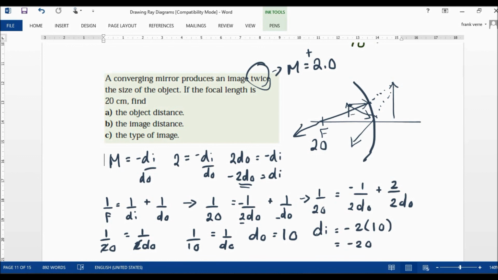So what does this mean? That means our object distance is 10. So this would have been 10 centimeters, and the image would appear, although you can't tell in my diagram, 20 centimeters in the mirror, further away. That's why it's bigger.